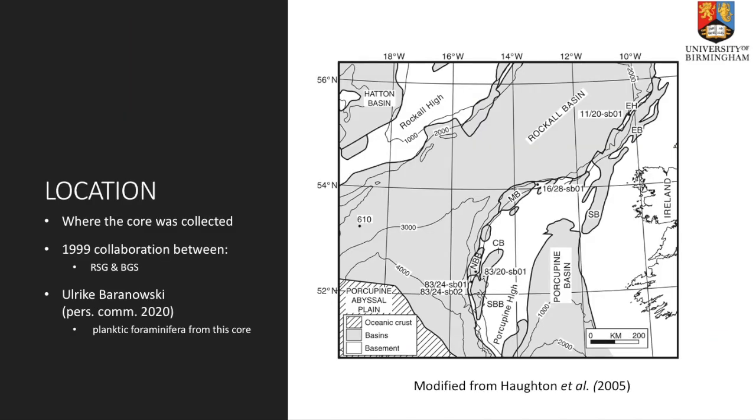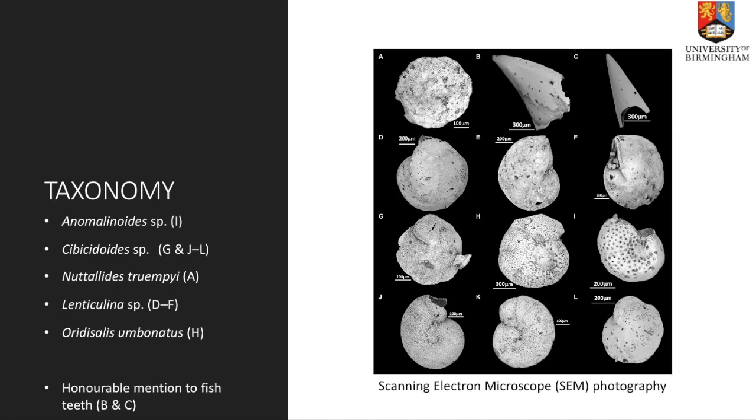The core I've been working on was collected in the Rockall Trough off the west coast of Ireland as a collaboration between the Rockall Studies Group and the British Geological Survey in 1999. While picking, I occasionally found some fish teeth, which I've included in the top right, but the genera I focused on were Cibicidoides, Lenticulina, and Nuttallides, as these were the most abundant in the core.